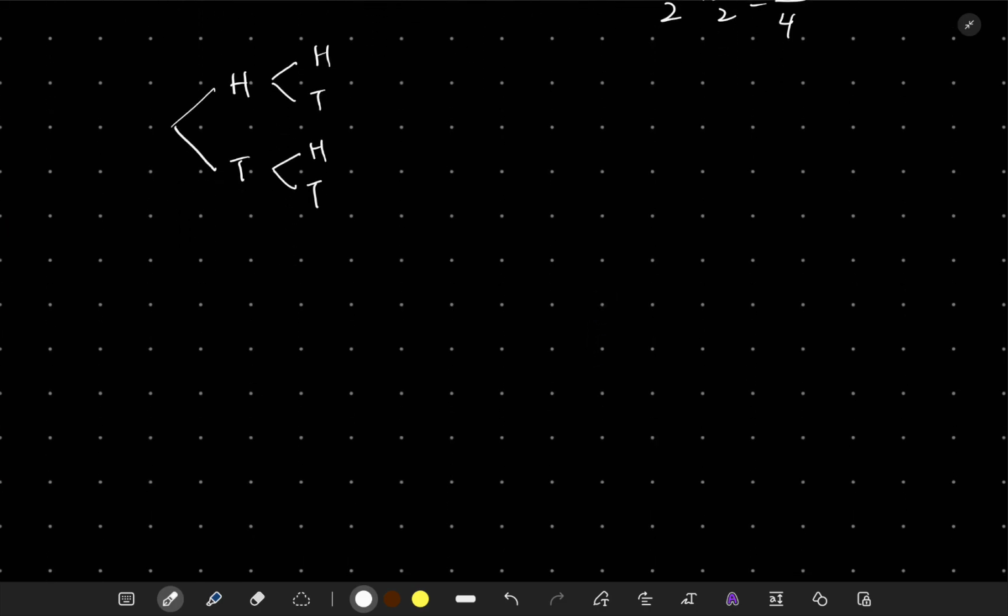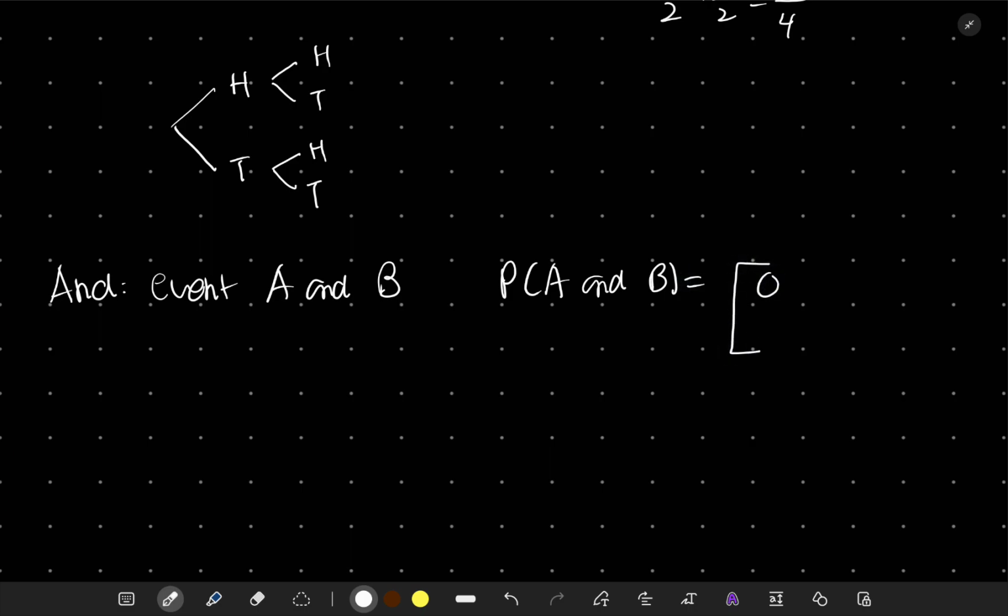Okay, so what does this mean for the and probability? I'm going to talk about event A and event B. Basically, the probability of both of them happening can be two things. It can be 0 or the probability of A times the probability of B. Now, it's only 0 if A and B are dependent, while this one is going to be independent.